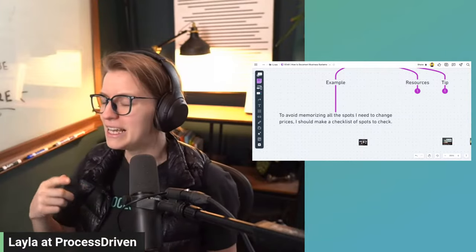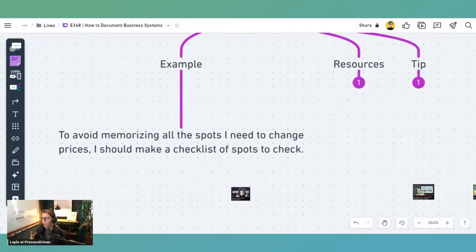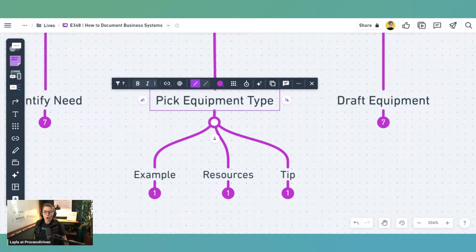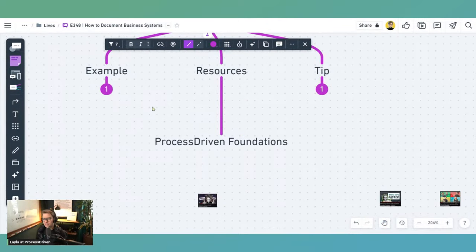But moving on to some examples, I want us to break down what kind of options we have to choose from when it comes to picking our equipment type. Now, we have a whole module on this inside Process Driven Foundations. I know we've got some of our members here in the chat, so you already have the rundown, but I'm going to give just a quick summary for folks who are not inside PDF. I don't know what PDF actually stands for. Someone can help me out here. Not the file type, but PDF refers to our program name.